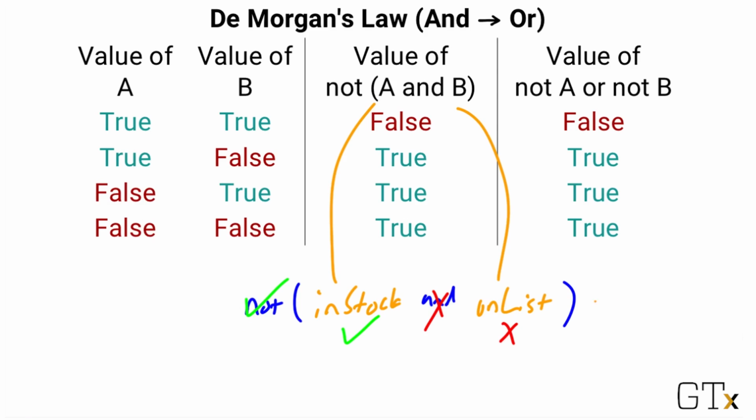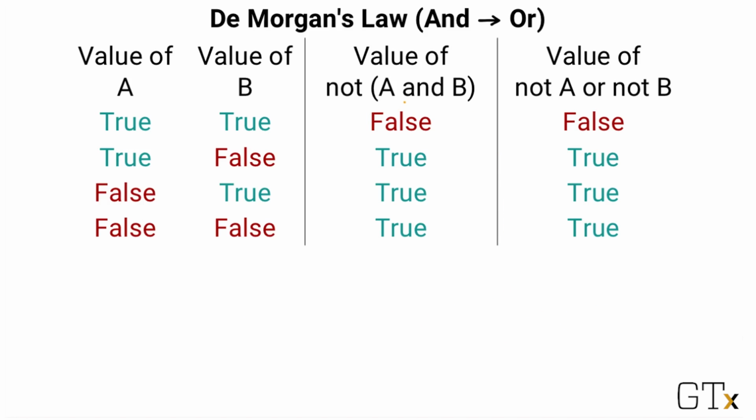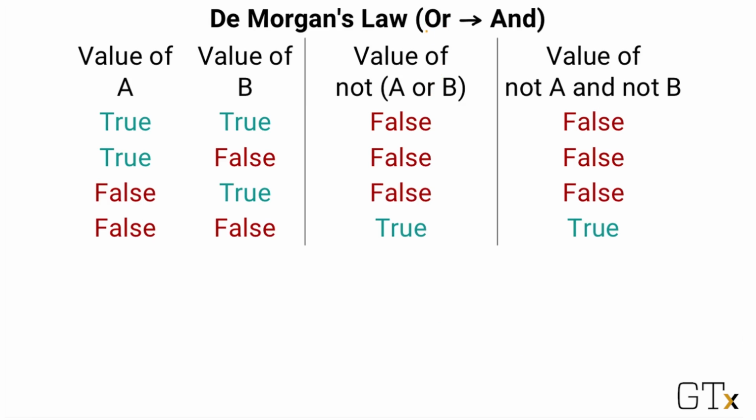But what that means is that for us to have not bought them, they must have either been not in stock or not on our list. One of those two things must be true, that they're not in stock or they're not on our list, or else we would have bought them. So this version of De Morgan's law takes an and and makes it into a pair of nots with an or. But De Morgan's law can apply the other way as well, taking an or and making it into an and.